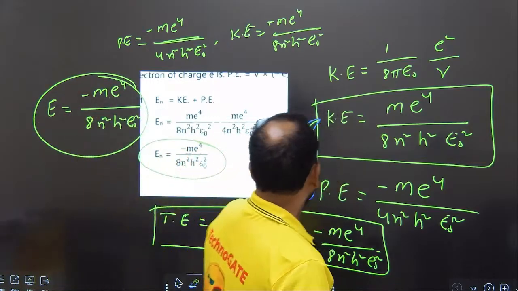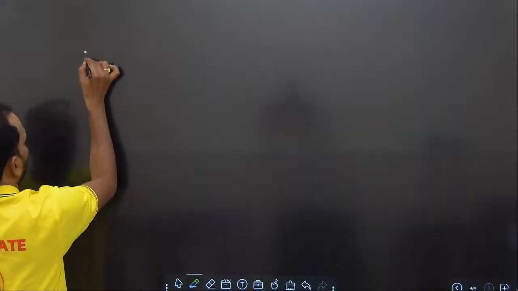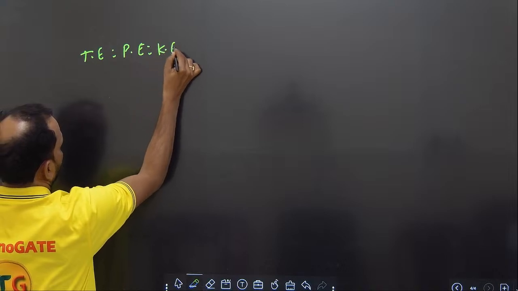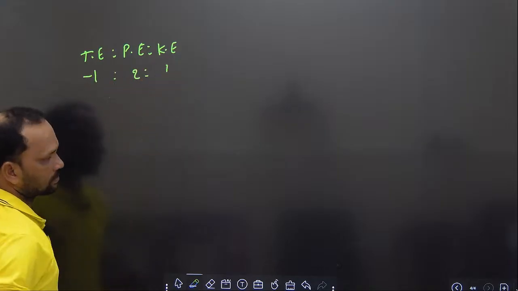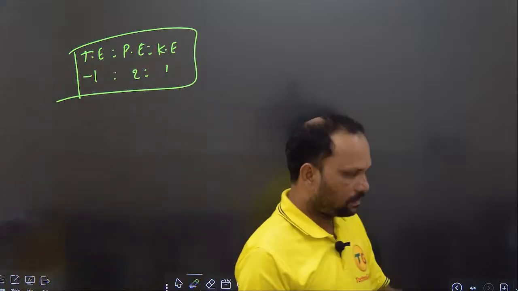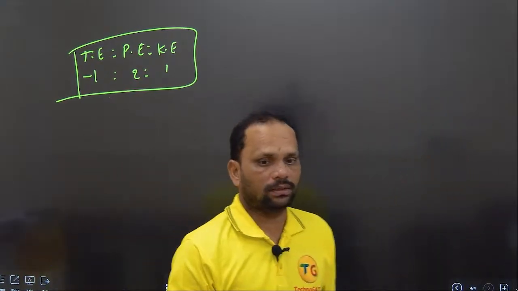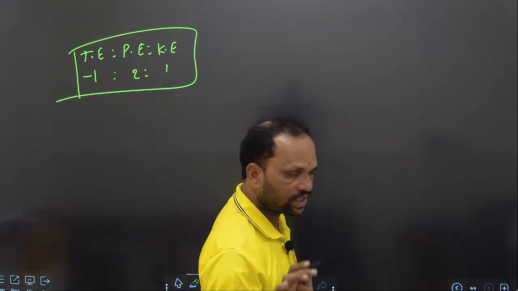Now, if you take the ratio of total energy to potential energy to kinetic energy, it is -1 is to 2 is to 1. So this is the ratio. Now we get total energy. Total energy is the total energy of the electron which is revolving around the nucleus in a stationary orbit.